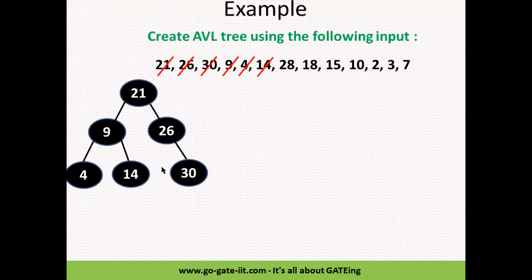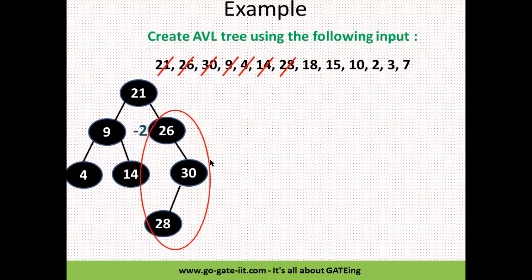So the next element to be inserted is 28, which will be on the left hand side of 30, being greater than 21 and 26. So again the case that arises here is a left right imbalance. My mistake, it is a right left imbalance.